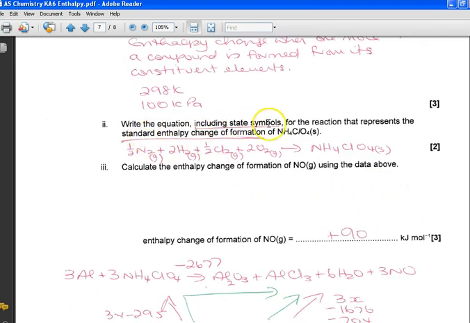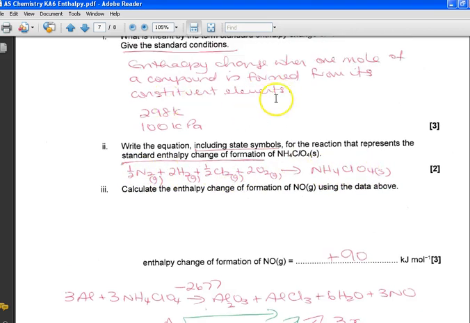Write the equation including state symbols, which some of you forgot, for the reaction that represents the enthalpy change of formation of ammonium chlorate. Some of you are putting aluminium in here. I have no idea. Think about the definition of standard enthalpy change of formation. So you start with this. This is what you're forming as a solid, and then every element that makes it up, the definition is from its constituent elements. But again, you need to remember that you write these gases as diatomic. So it has to be half N2, half Cl2, not just N, not just Cl. So some of you missed marks for that.